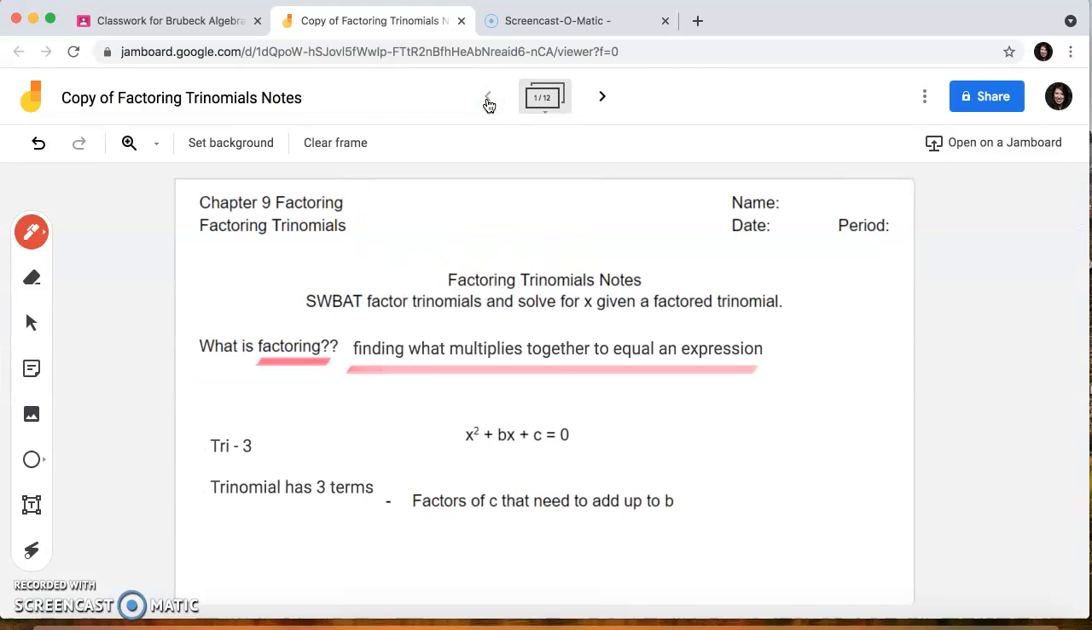Factoring means finding what multiplies together to equal an expression. So when I talked to you before about what are the factors of 10, you told me 5 and 2, 1 and 10, because those numbers multiply to get 10. When we're talking about factoring, we're talking about what two expressions multiply to get another trinomial.